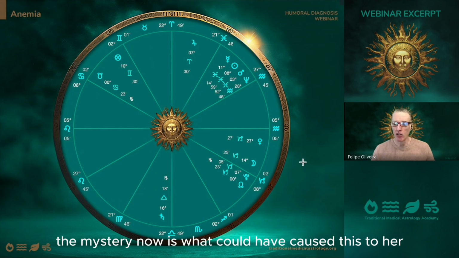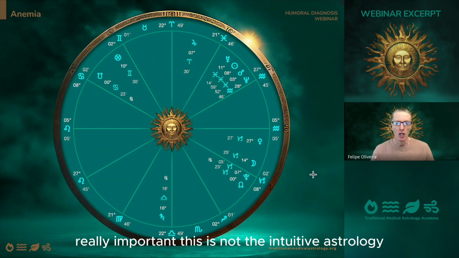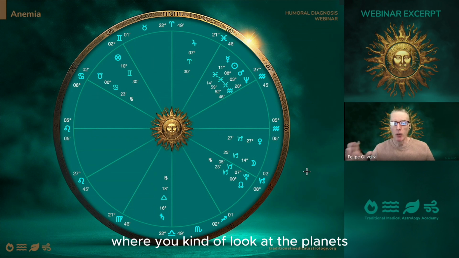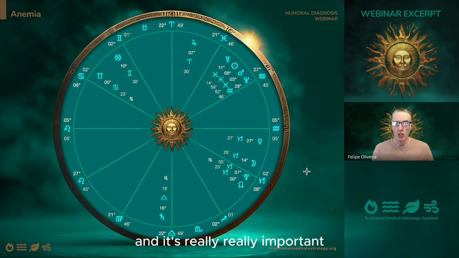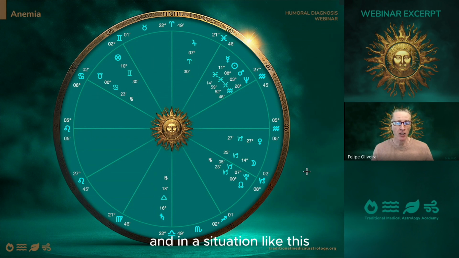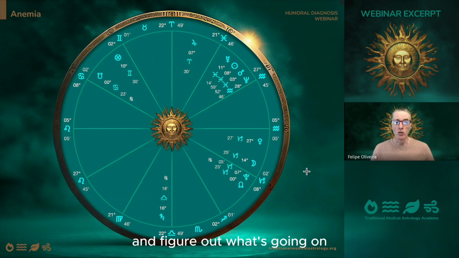The mystery now is what could have caused this to her. This is one thing about astrology that's really important. This is not intuitive astrology or psychic astrology, where you look at the planets and pick some kind of meaning for it. As in any type of horary, it's really important to understand the context. In a situation like this, the only way to understand the context is to talk to the querent, to the patient or the person who is being investigated, and figure out what's going on.